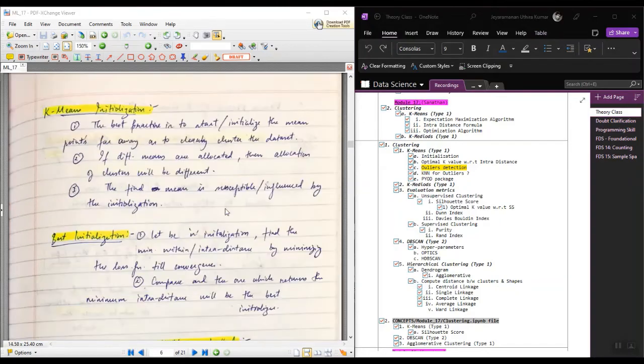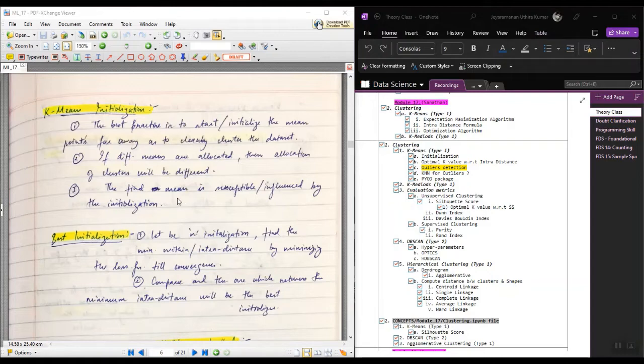So next we will talk about the initialization. As we know, we have to randomly initialize n number of mean points inside the data set. The best practice is to initialize the mean points as far away from each other as possible, from the empirical evidence. If different means are allocated, then the allocation of the clusters will also differ. For example, if you allocate two mean points, two clusters will be created. If you provide 10 points, it will be 10 clusters, right? It depends upon how many clusters you want.